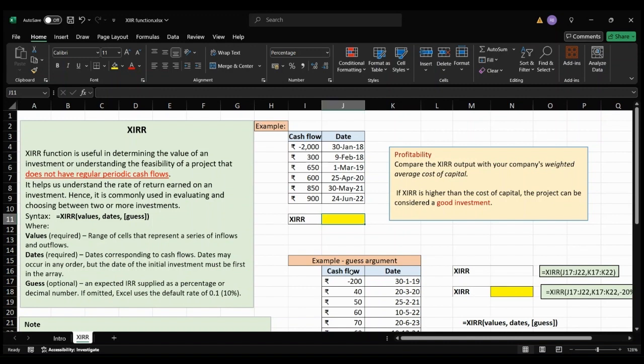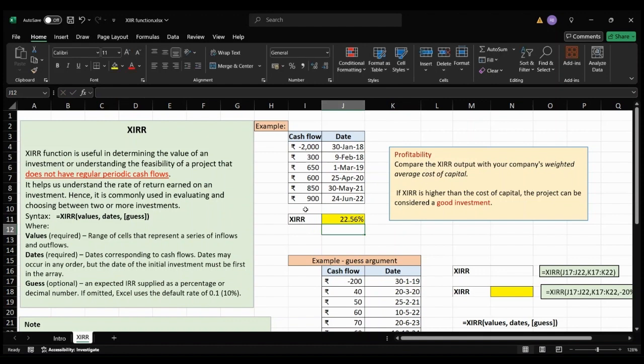Now, let's take an example and understand this. In this example, these are the cash flows and these are dates. Here we'll be using the formula omitting the guess argument. So, here the formula is equal to XIRR. Inside the bracket, value is the range of cash flow, comma, dates. So here we are taking this range of dates. Okay, now we got 22.56.